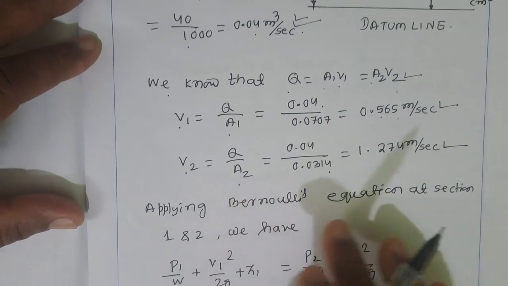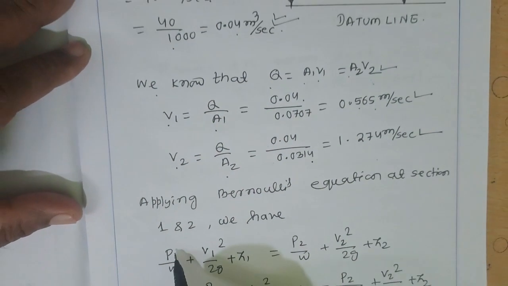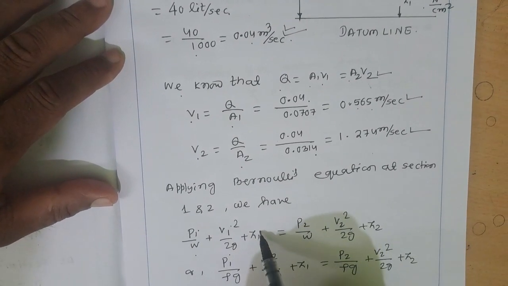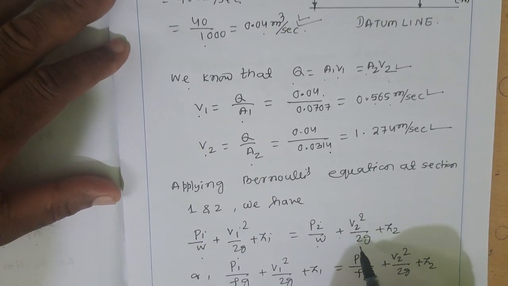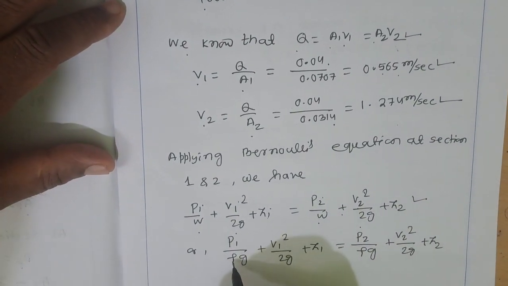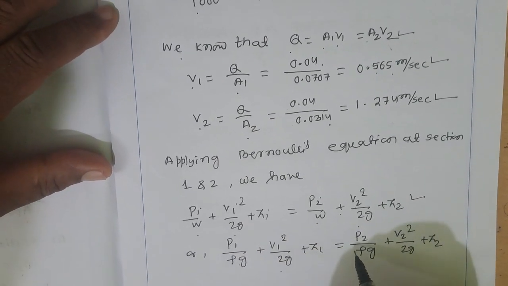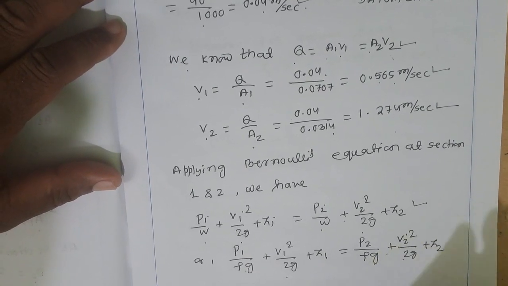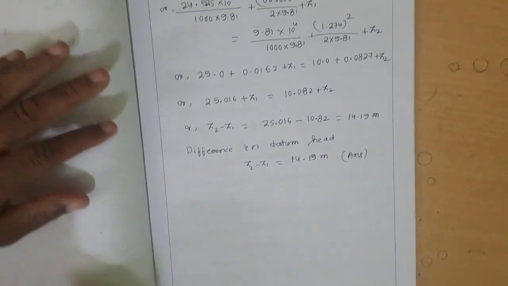Applying Bernoulli's equation at section 1 and 2, we have P1 by W plus V1 square by 2G plus Z1 is equal to P2 by W plus V2 square by 2G plus Z2. Or we can write as P1 by rho G plus V1 square by 2G plus Z1 is equal to P2 by rho G plus V2 square by 2G plus Z2, because small w is equal to rho into G.